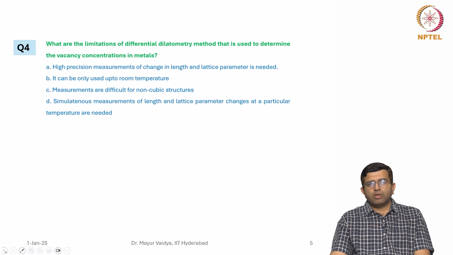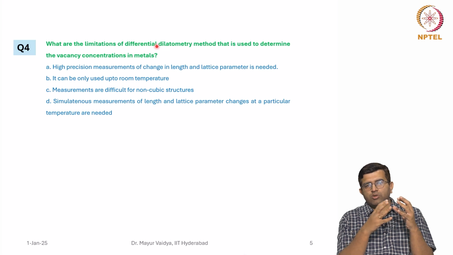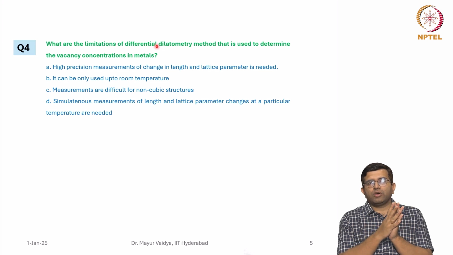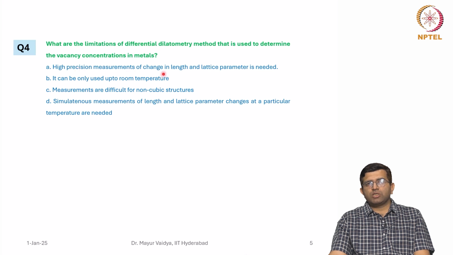So, here you might recollect, in differential dilatometry, what you need to do is measure the change in the lattice parameter as well as the change in the length, and the difference of that actually gives you the vacancy concentration by multiplying by appropriate factors. So, what are the limitations? The first one is high precision measurements of change in length and lattice parameter is needed.